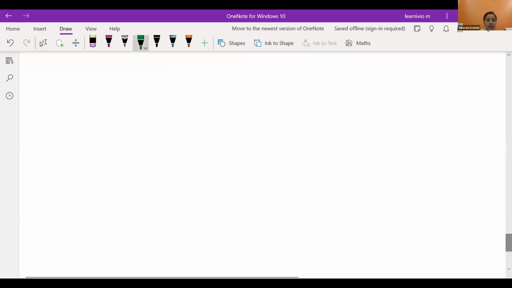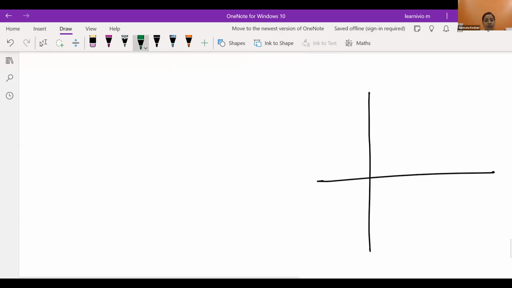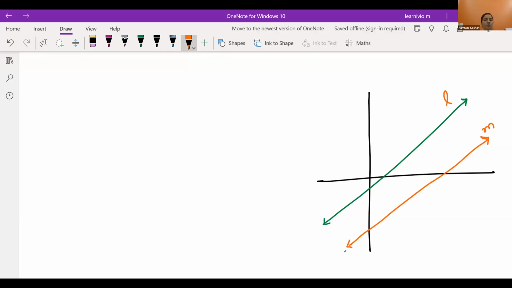Now there is a concept that if we are having, suppose, a coordinate axis like this, and we are having two lines. One of the lines is like this. Another line is maybe like this. Okay, and both the lines are parallel with each other, the green color line and this orange color line, this L and M are parallel with each other, and we are just trying to check how the slope is behaving.